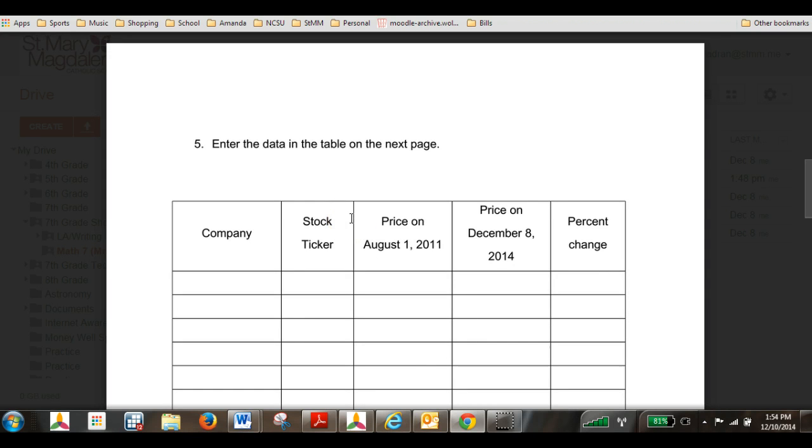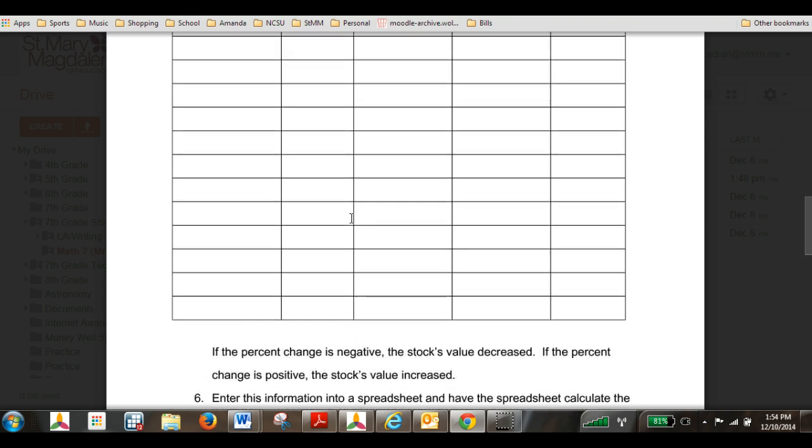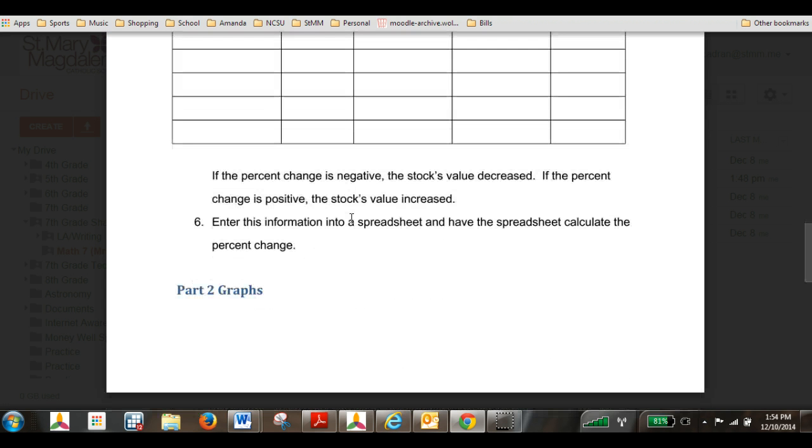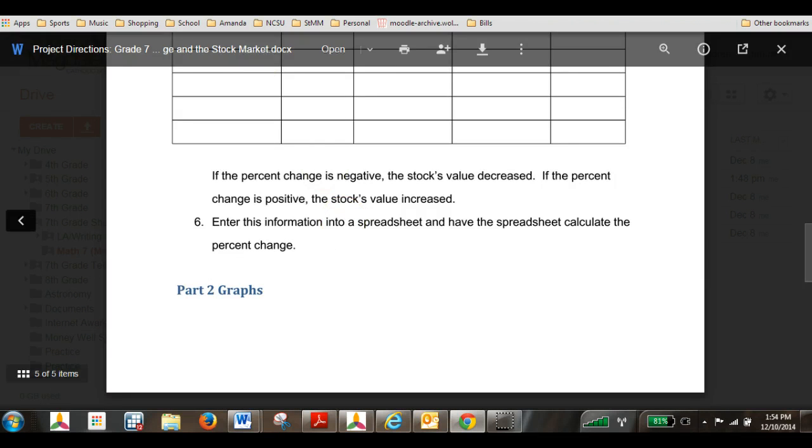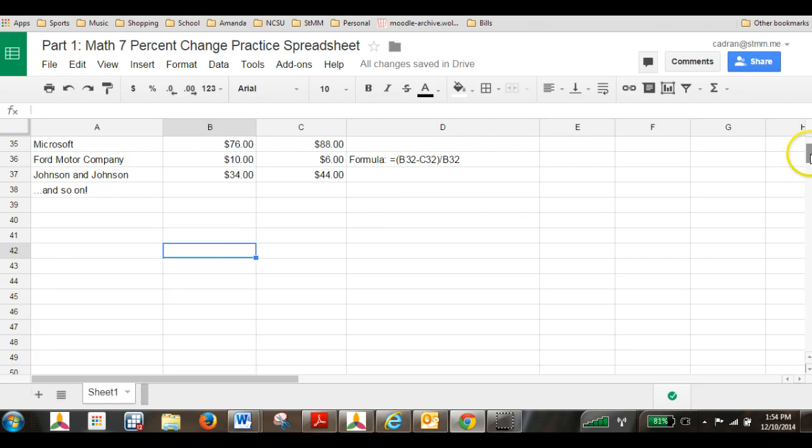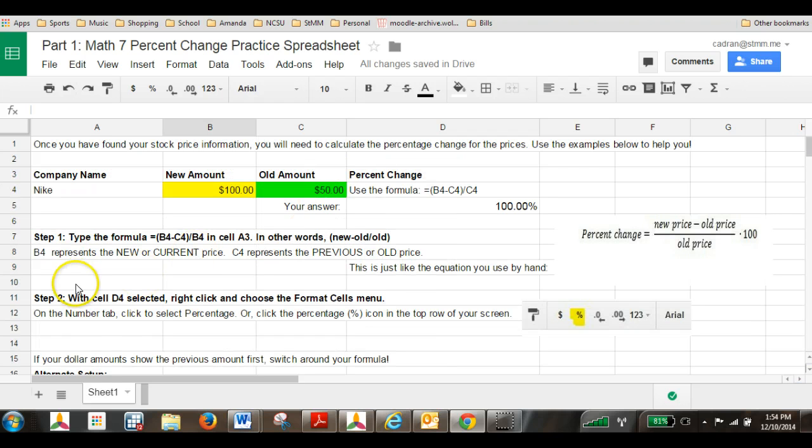You have a formula that you can do by hand. You can also enter this into a spreadsheet and have it calculate the percent change for you. That is what I'm going to share with you right now, as well as how to make the graphs. What I have open right now is the Math 7 percent change practice spreadsheet, and what this has is some information to help you get started.